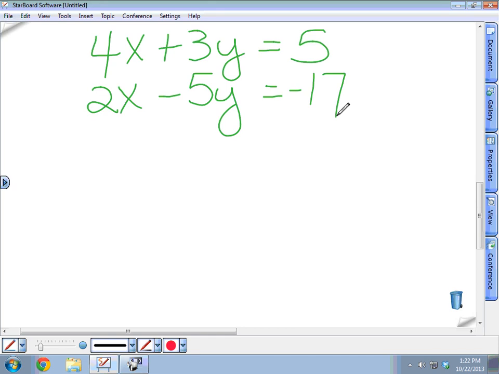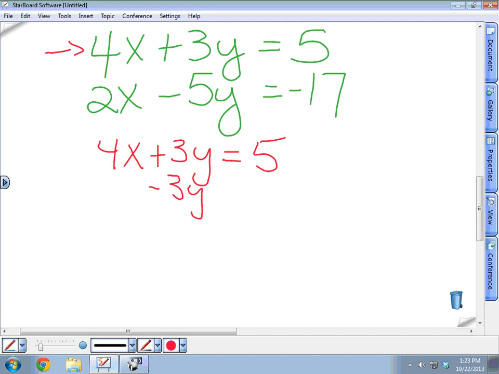So another way to do it would be to solve one of these equations for one of the variables. And it doesn't matter which one. So let's say I want to solve this for x. Okay? If I want to solve that for x, 4x plus 3y equals 5. Well, what does x equal? If I want to solve it for x, that means I want x by itself on one side of the equation. Well, I would have to subtract 3y from both sides, my subtraction property of equality. That would leave me with 4x equals 5 minus 3y.